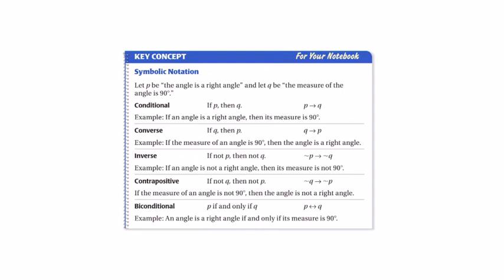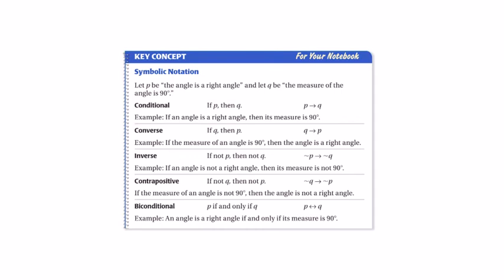Alright, so symbolic notation, we have these if-then statements, and you can kind of see the original conditional statement and then the converse, inverse, contrapositive, and then when that is created into a biconditional statement. So I'm going to go line by line here. So let P be the angle is a right angle, and Q be the measure of the angle is 90 degrees. So P and Q both represent particular statements here.